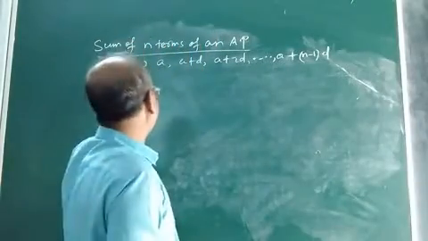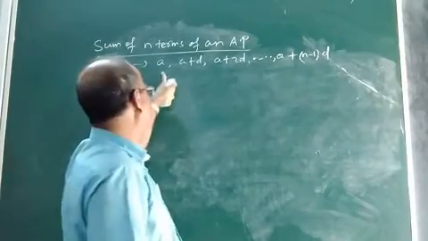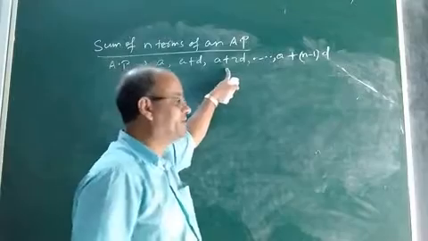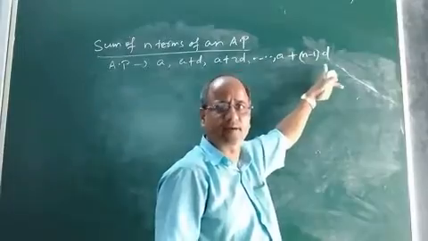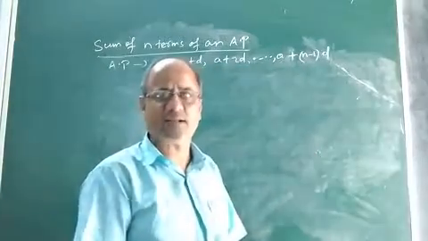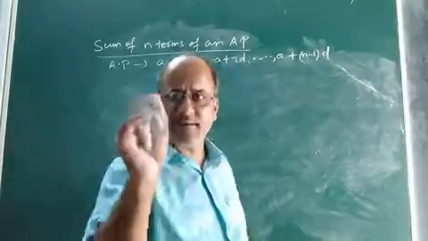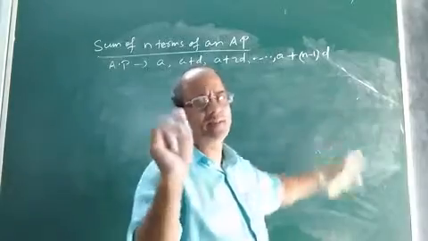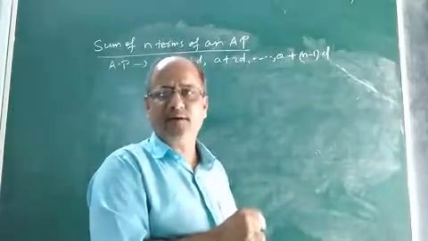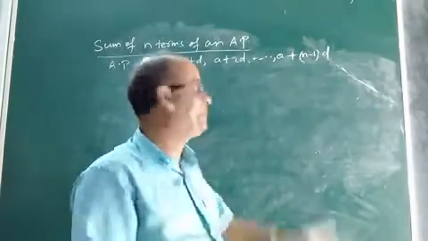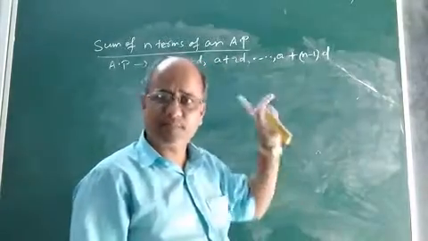Suppose you are given an AP. This is the general form of every AP. The first term is a, the second term is a plus d, the third term is a plus 2d, and the nth term, or the general term, is a plus n minus 1 into d, what we derived in the last class. So if an AP is given in this form, having n number of terms, how many terms are there in this AP? There are n terms. If there are n terms in this AP, then what will happen if we add? What will be the sum of all these n terms present in the AP?